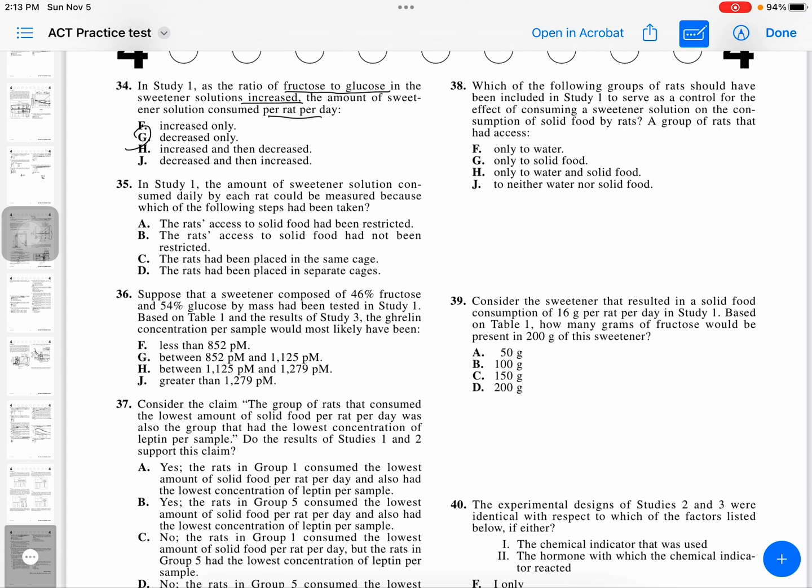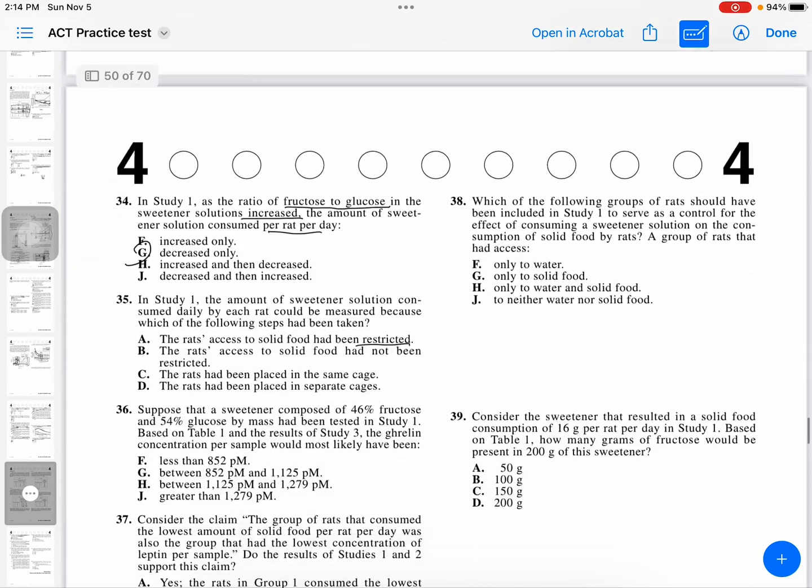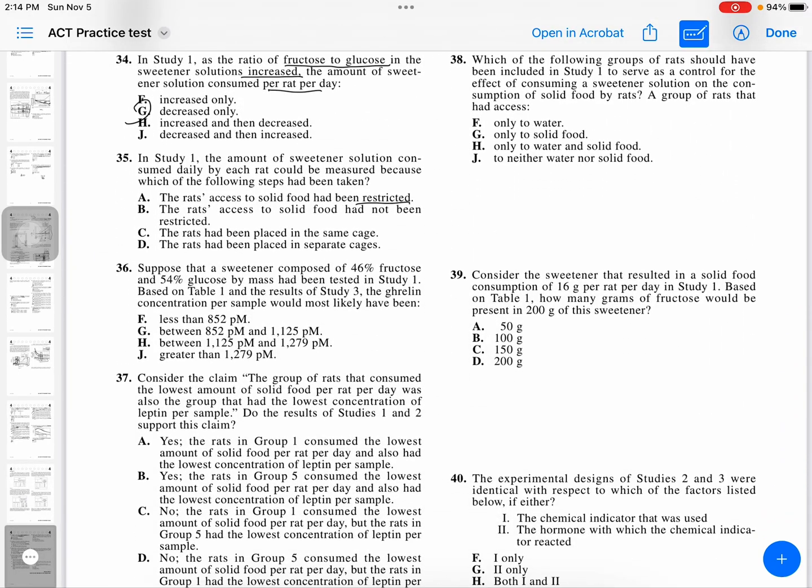That also makes sense. In study 1, the amount of sweetener solution consumed daily by each rat could be measured because which of the following steps have been taken? The rat's access to solid food had been restricted, or had not been restricted. Well, restricting their food isn't going to help this study because we want to know how much they'll eat depending on the amount of sweetener in the food. So we just want to have them. It doesn't help measure it anyway.